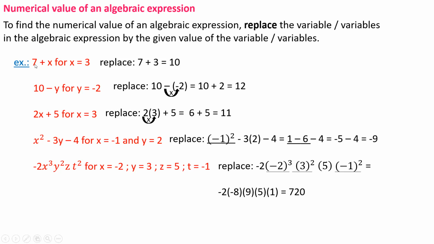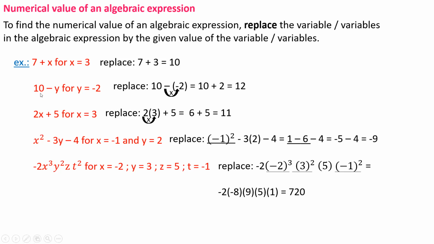Example, we have an algebraic expression which is 7 plus x. The variable is x. We are given also x equal 3. So the given value of the variable is 3. So wherever we see x in the algebraic expression, we should replace it by 3. So we replace 7 plus, in place of x, we write 3. So now we calculate 7 plus 3 equal 10.